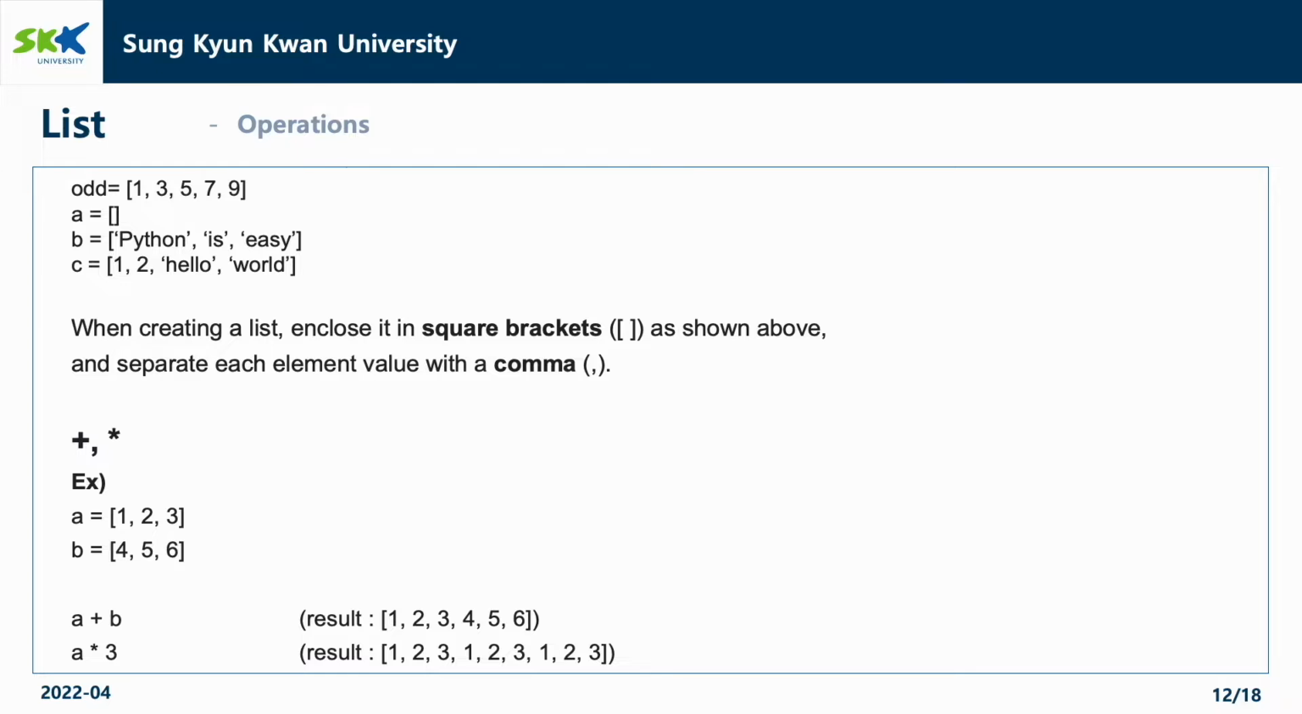For example, there is list A, which contains 1, 2, 3, and list B, which contains 4, 5, 6. When you add these two lists, you get 1, 2, 3, 4, 5, 6. And when you multiply list A by 3, you get 1, 2, 3, 1, 2, 3, 1, 2, 3.